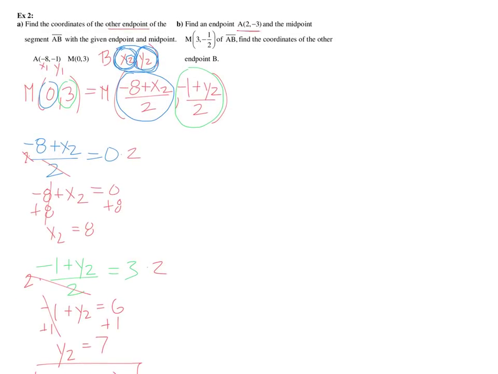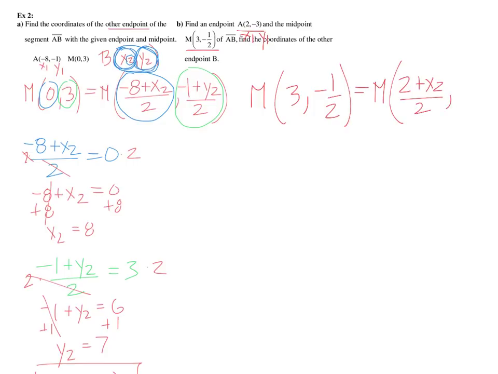All right, so here they give me an endpoint. Here they give me a midpoint. We're doing the same thing as before. So here's my midpoint, 3, negative a half. And that's equal to, all right, that's my x1, y1 here. So I have 2 plus x sub 2 over 2. And then I have negative 3 plus y sub 2 over 2. All right. So 3 is equal to this portion of the midpoint formula. So I have 2 plus x sub 2 over 2 equals 3.